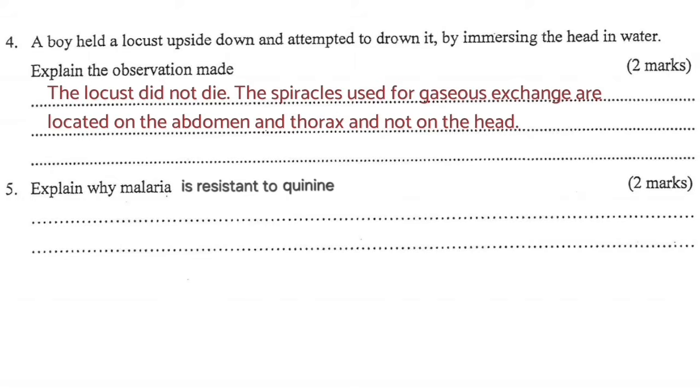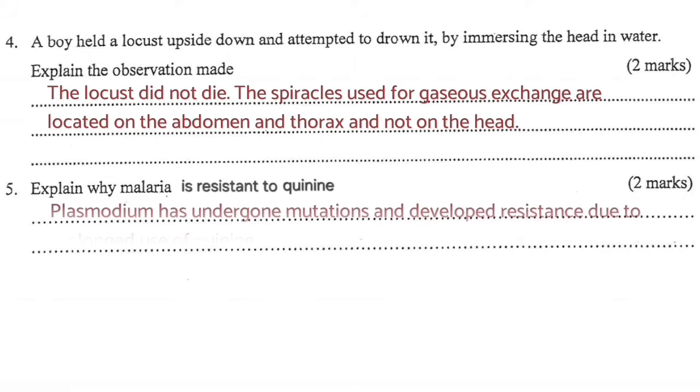Question number 5. Explain why malaria is resistant to quinine. Quinine is the drug that is used for treatment of malaria. Now, as stated, the parasite that is responsible for malaria is Plasmodium. So, Plasmodium undergoes mutations and develops resistance due to prolonged use of quinine.